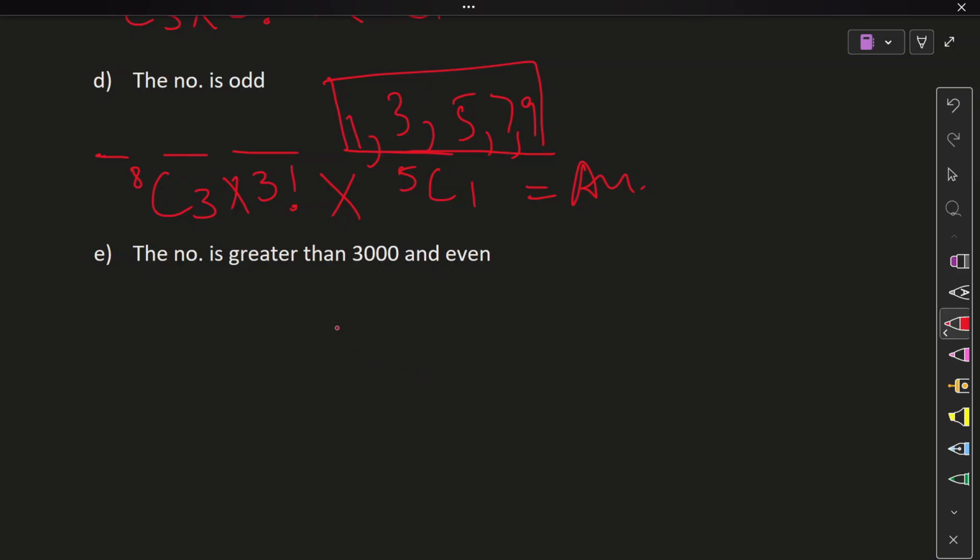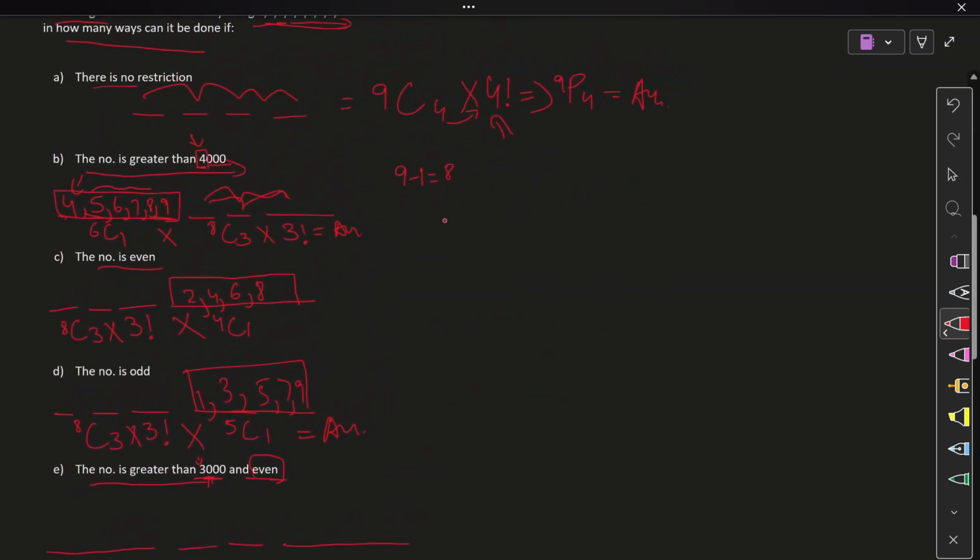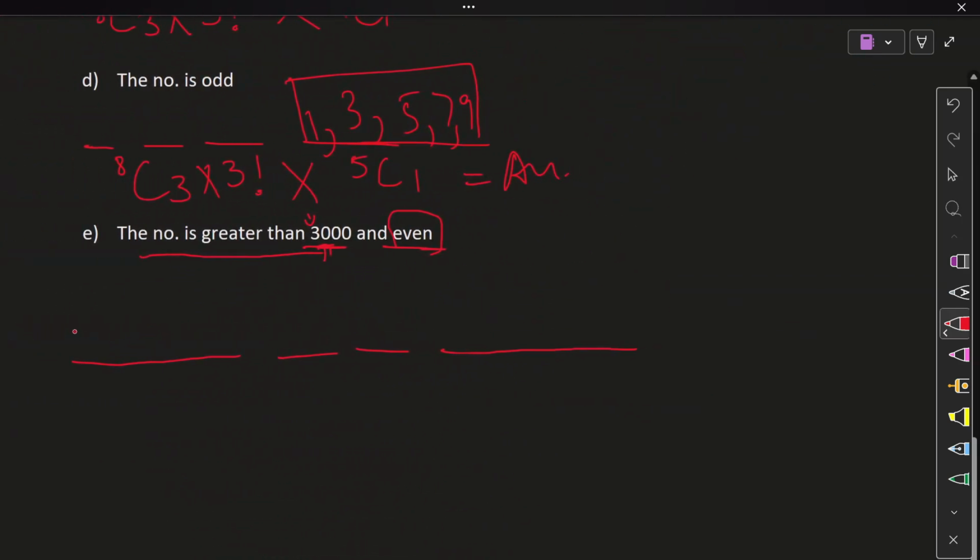See, this is a double condition. The number has to be greater than 3000 and even. So now I have to think about two limitations. The first digit has a limit that all the digits that will occupy the first position will have to be greater than or equal to 3. That's one. 2, 3, no limitations here. The last digit also has a limitation that it has to be even, so the whole number can be even. So first, let's put all the numbers here: 3, 4, 5, 6, 7, 8, 9. All these digits, if placed in the first position, will give me a whole number which will always be greater than 3000.